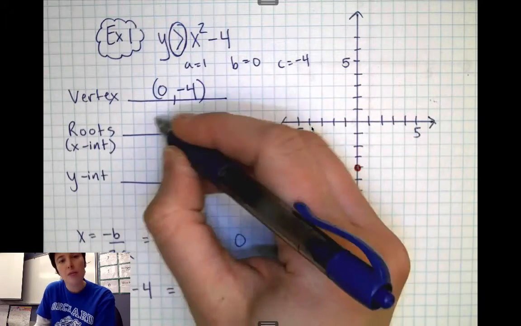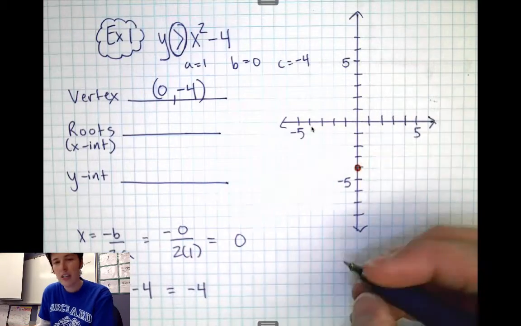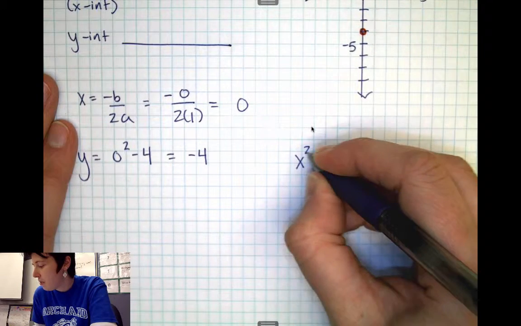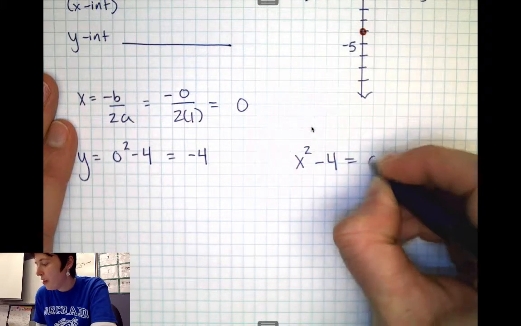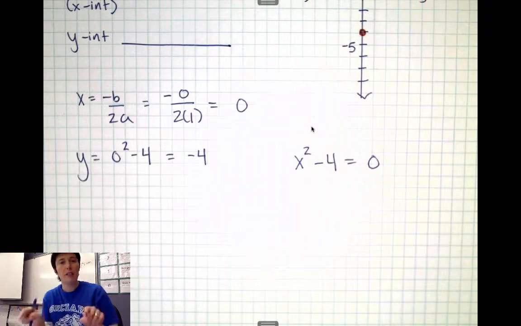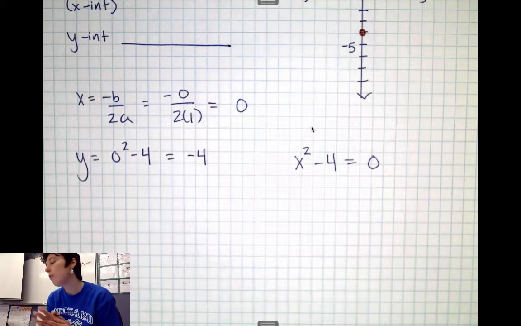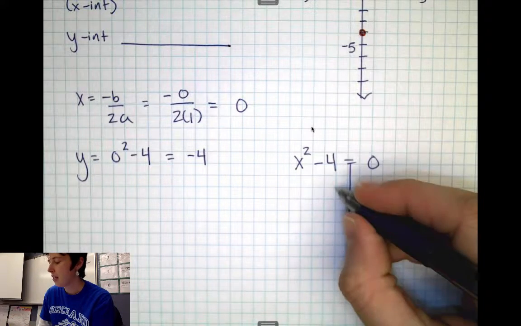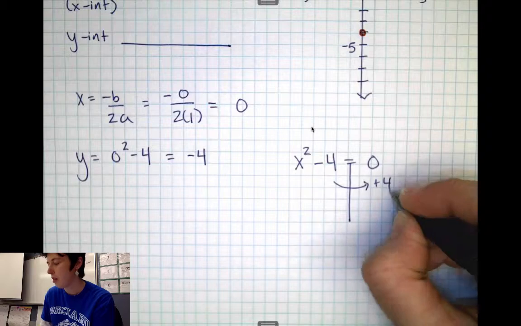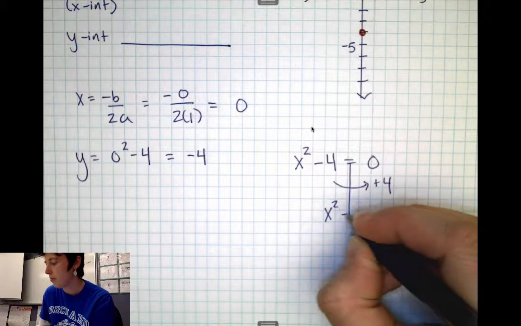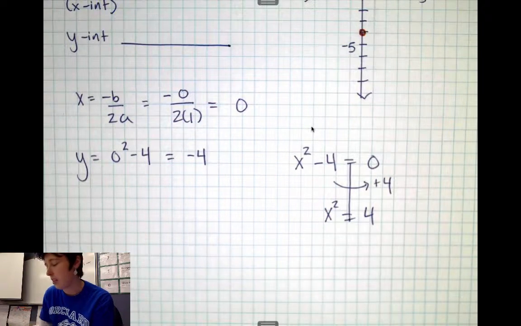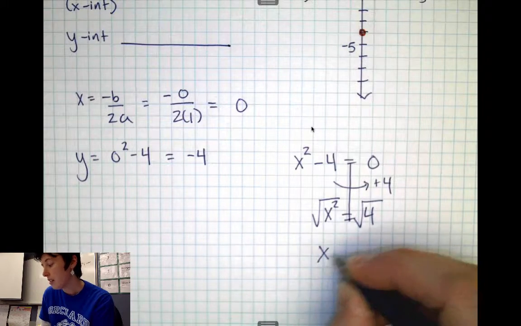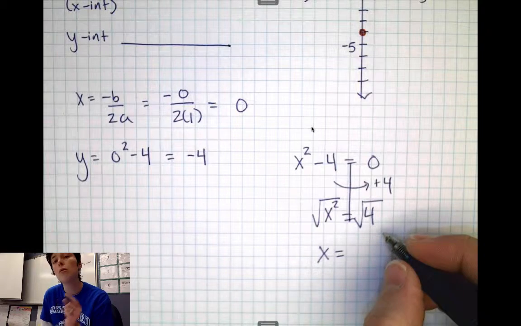To find the roots, typically we factor. In this case, I'll do my work down here. I have x squared minus 4 equals 0. I could do my whole rectangle diamond method, which would be totally fine, or I could look at this and say, oh, it's one of those shortcut ones where I can just add the 4 over. X squared equals 4, and I can square root both sides, which means x is going to equal 2 or negative 2.